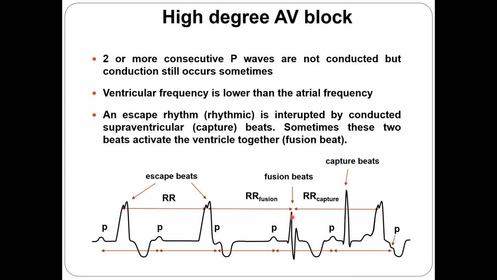So it means that some part of the ventricle was activated through the normal conducting system from a supraventricular source, and some part was activated through the escape center. So this is what is called the fusion beat.